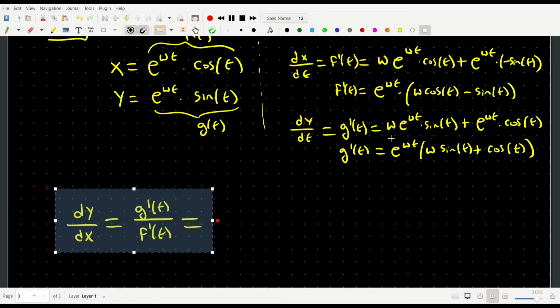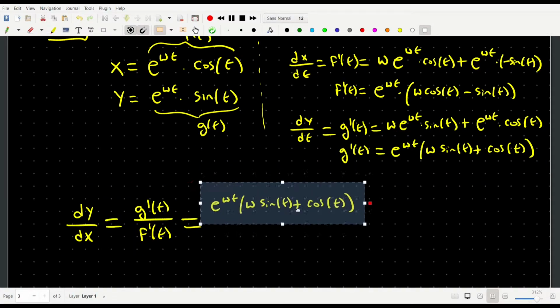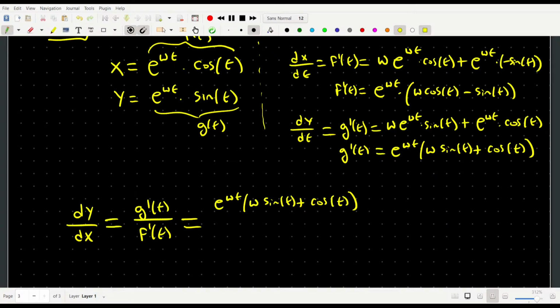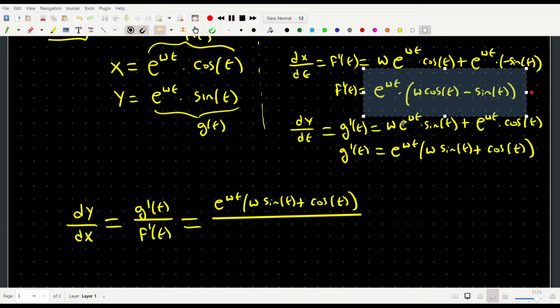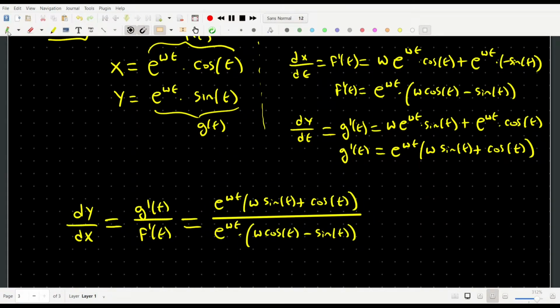And we can directly plug each one of these expressions into our formula to get the following expression that gives us dy dx at any point on the curve. We also get a really nice cancellation right here.